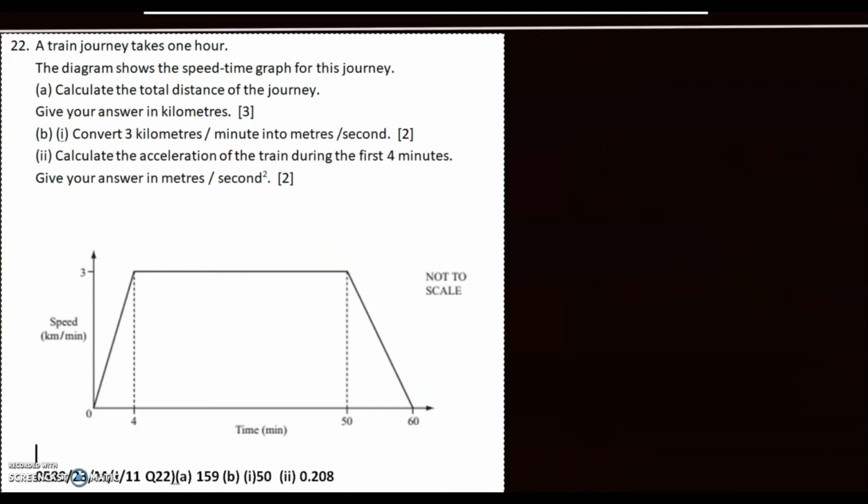Okay, I've skipped a few questions in the worksheet because they were honestly so monotonous. Okay, question number 22 is slightly different, so let's go over it. A train journey takes 1 hour. The diagram shows the speed time graph of this journey. Calculate the total distance of this journey. Total distance is simply the area under the graph. There's no unit conflict. This is kilometers per minute, and this is also in minutes.